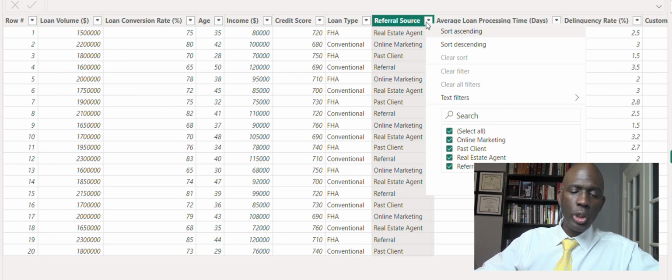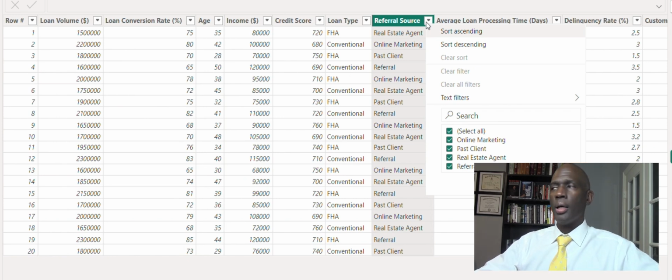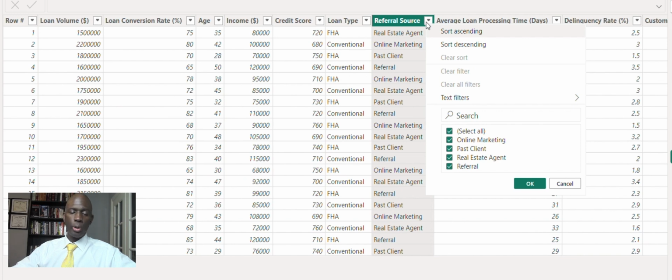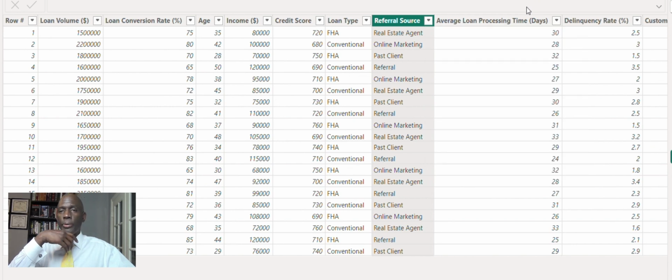Real estate agents are very important to the mortgage broker, to the mortgage industry. So having real estate agents refer your business is definitely a keepsake, something that you definitely want to keep doing. And at the end of the day, we want to know how many agents, or how many of each one of these types of referral sources, are referring business to me.